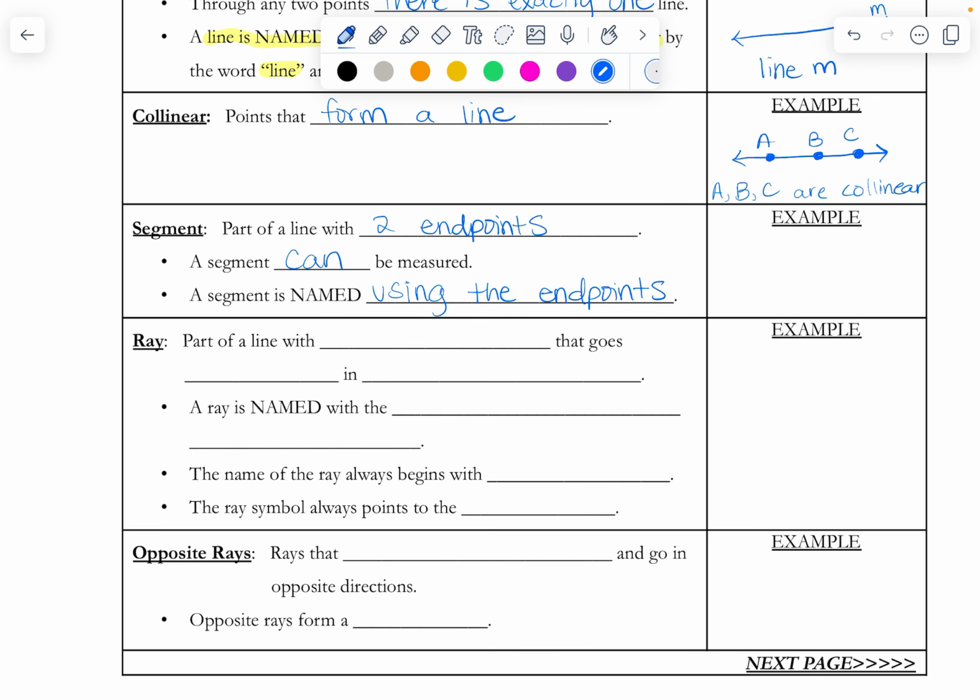Okay, so let's look at an example. So I'm going to draw this with, instead of arrows on the end, I'm putting points representing a starting and ending point. I'll label these, let's change it up. We'll do J and K. Okay, so if I were to name this segment, I would put JK, and I would put just a line over the top, no arrows here, because we're representing that it starts and ends, and this is a segment.